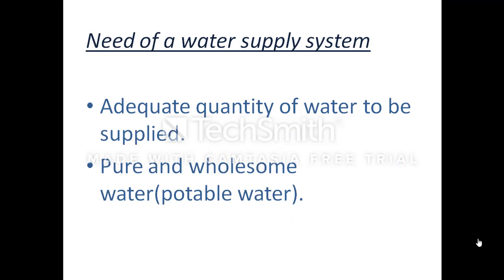Now, what is the need of a water supply system? As I said, every person should get the enough quantity of water required. Moreover, the water supplied should be pure and wholesome. The water that is fit for drinking is called potable water. The impurities in water may cause serious harm to the health of people and result in various waterborne diseases. So, pure water is required to be supplied to every household.